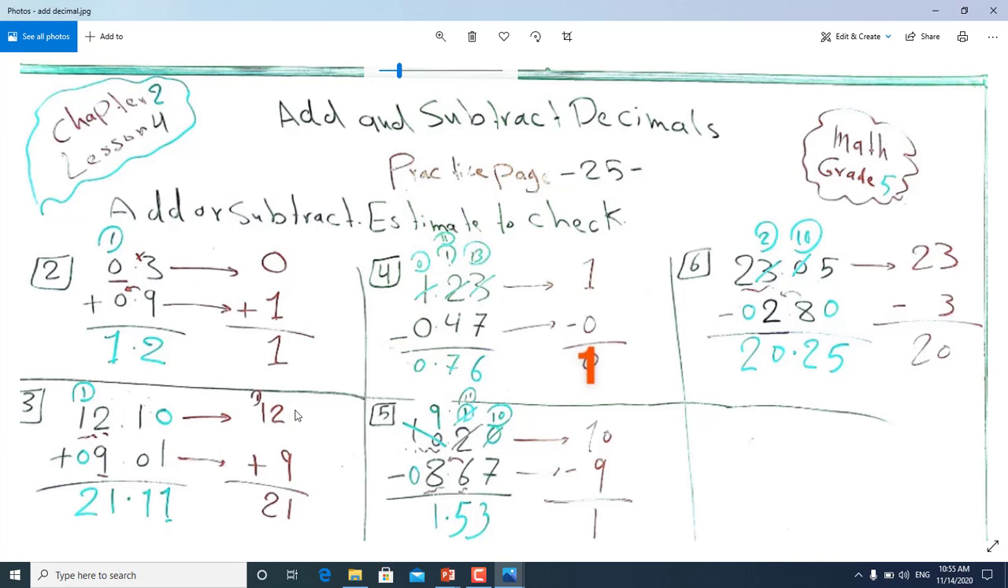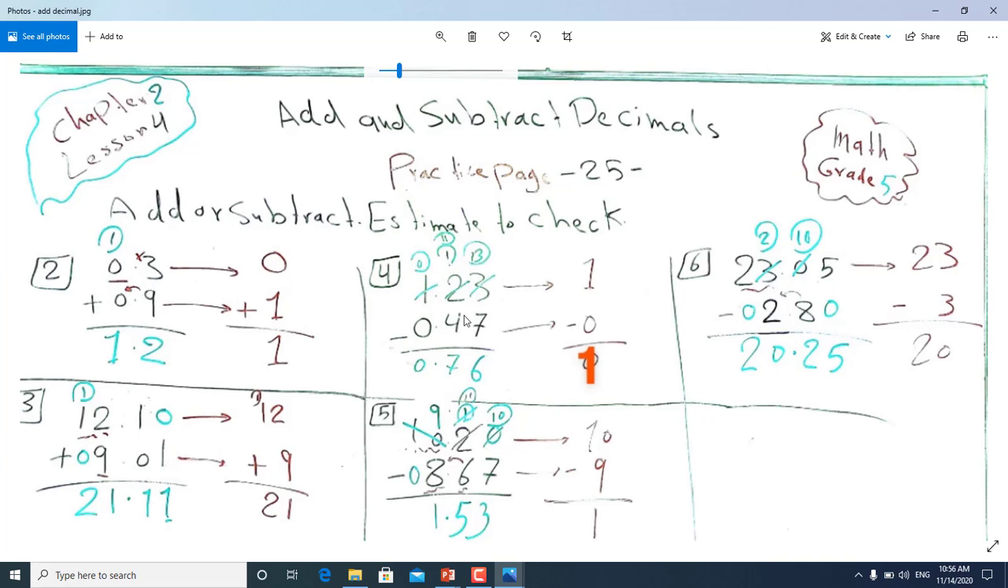After that, we'll add 2 plus 9, it's 11. 1 regroup. 1 plus 1 is 2, so it's 21. And from number 4, we have 1.23 minus 0.47, and we have the decimal point in line, and the numbers also are in line. It's ones, tenths, hundredths. We subtract at the right.